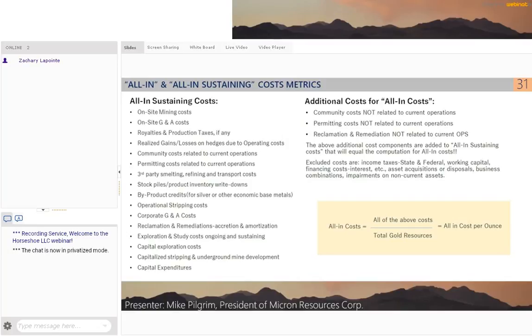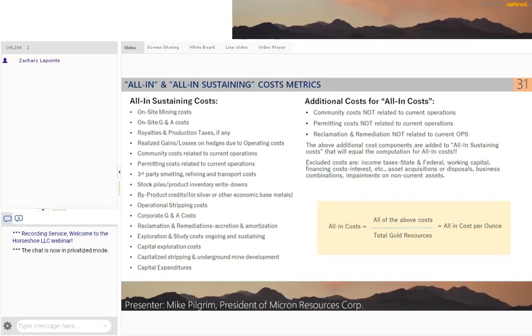Community cost, that really is related to the current operations, and we're talking about in foreign countries where you have to keep the natives from being restless, if you will. And we don't have that issue here in Arizona so far. I hope we don't. Permitting costs related to current operations, that's always a continuing situation because we have to update every year, and we may have to change our permitting parameters based upon what we find in further exploration.